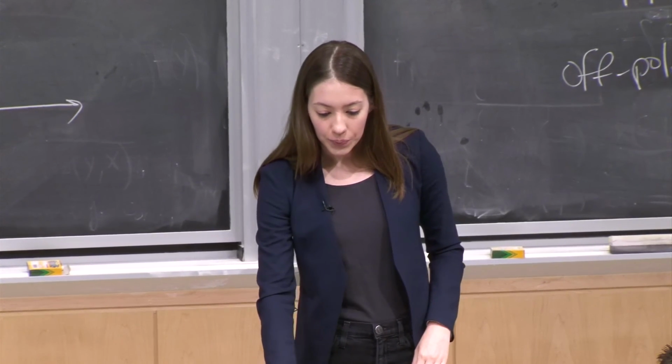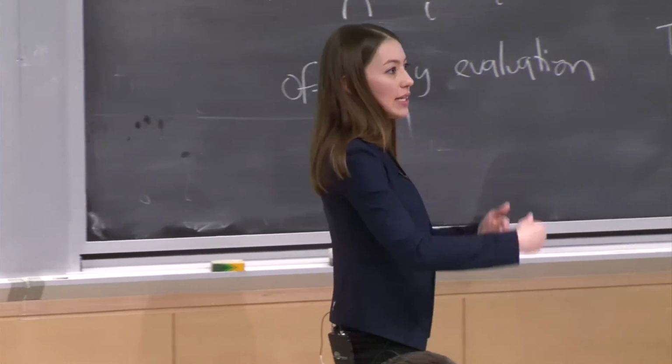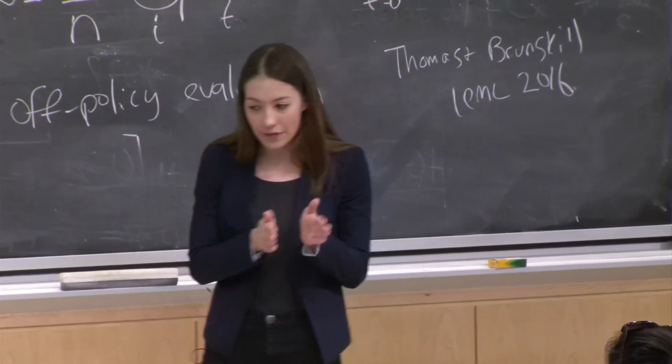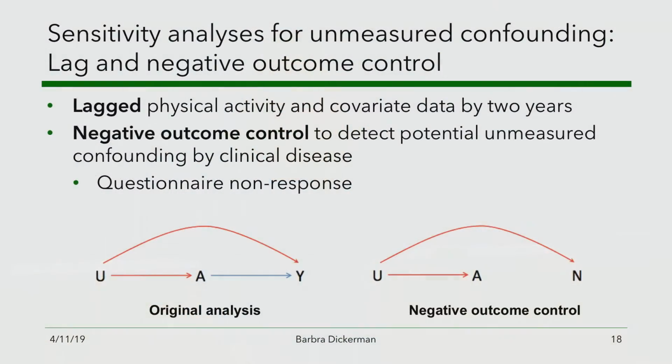And so, given that we don't know whether the data contain at each time t the information necessary to know are these men healthy enough at that time, we therefore conducted a few alternate analyses in which we lagged physical activity and covariate data by 2 years. And we also used a negative outcome control to explore potential unmeasured confounding by clinical disease or disease severity.